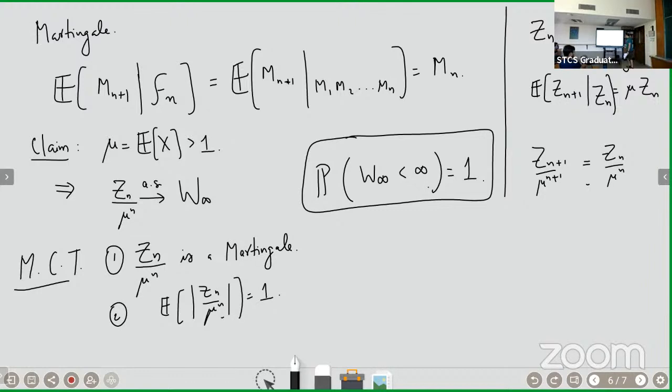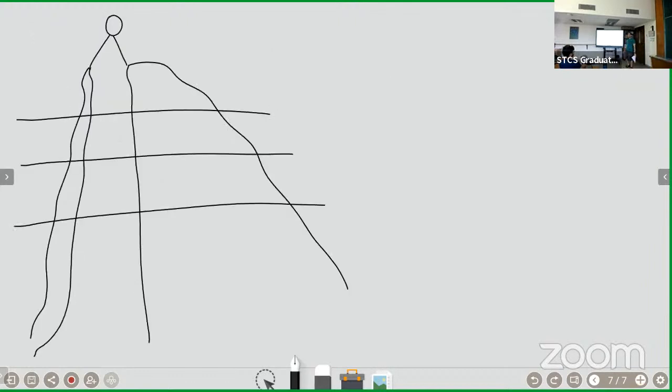But okay, what happens? Now condition on survival. Survival means non-extinction. There are, in fact, unboundedly long lines of descent.